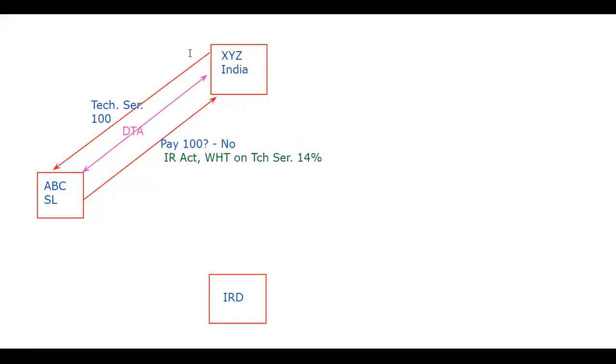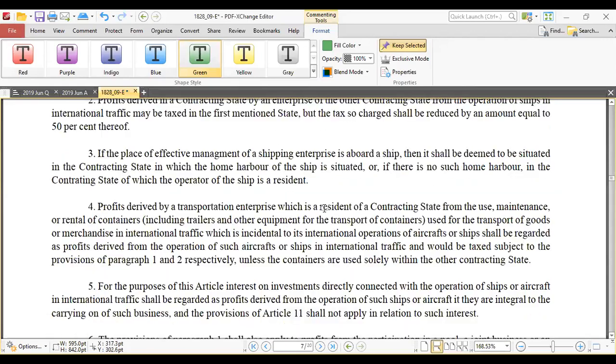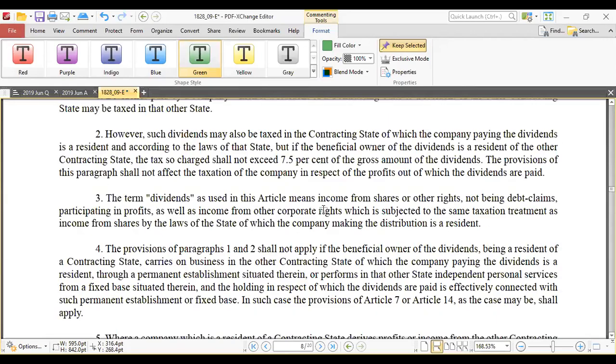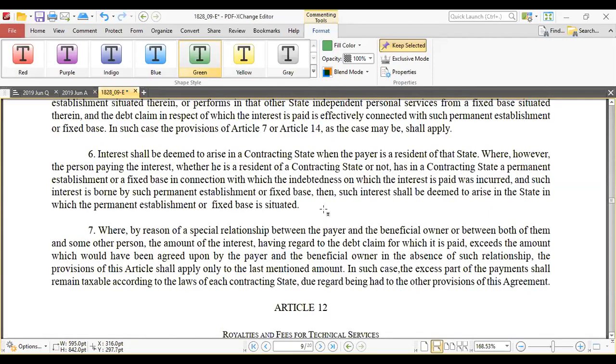Then we are not going to tax entirely 14% because we have a DTA. Then the applicable tax rate is how much? Technical service. I am sharing the India DTA as well. Here you can see.